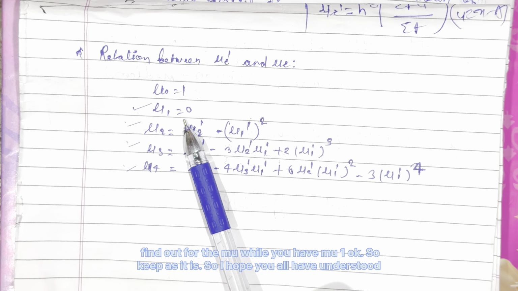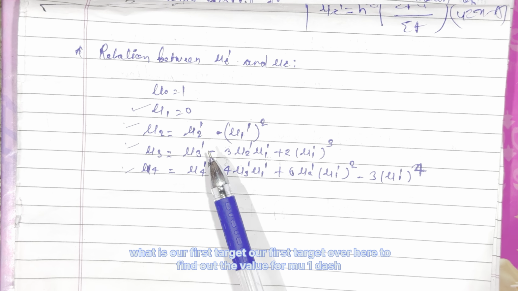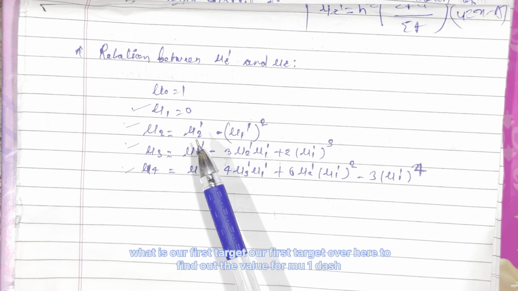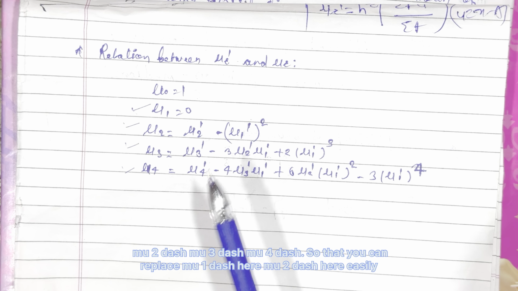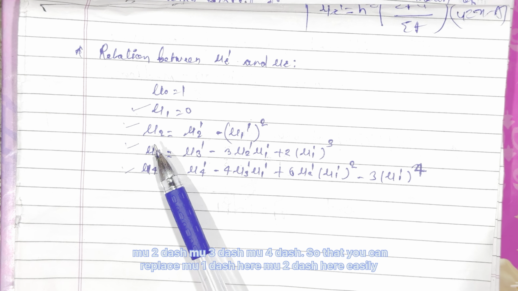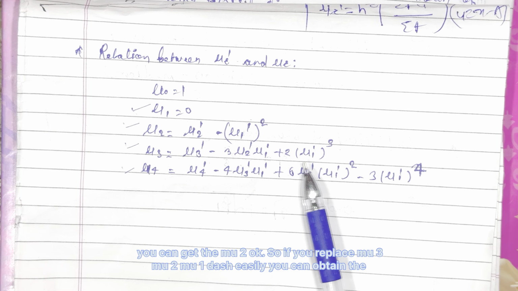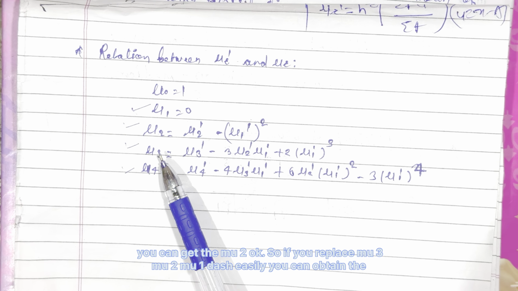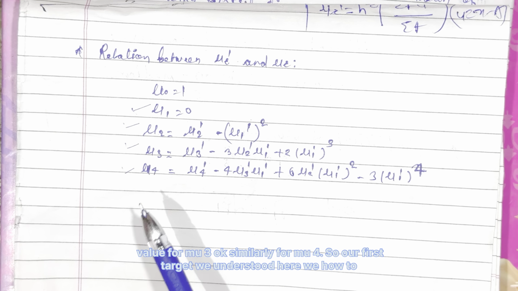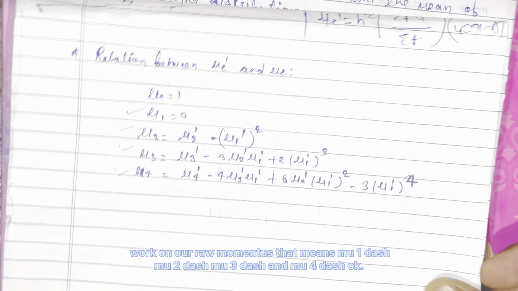Okay, so keep as it is. I hope you all have understood what our first target is. Our first target is to find the values of mu1 dash, mu2 dash, mu3 dash and mu4 dash, so that you can replace mu1 dash here and easily get mu2. Similarly, if you replace mu2 and mu1 dash, you can easily obtain mu3. Similarly for mu4. So our first target is to work on the raw moments, that means mu1 dash, mu2 dash, mu3 dash and mu4 dash.